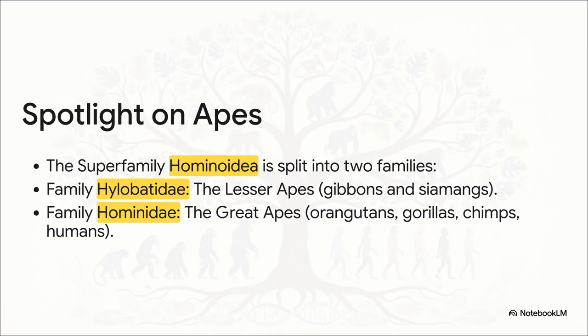Okay, back to our branch, the Hominoidea, or the apes. This superfamily splits again, this time into two families. First, there's the family Hylobatidae. These are the so-called lesser apes, the incredibly agile gibbons and siamangs you find in Asia. And then there's the second family, the one we belong to, family Hominidae. This is the family that groups together all of the great apes.